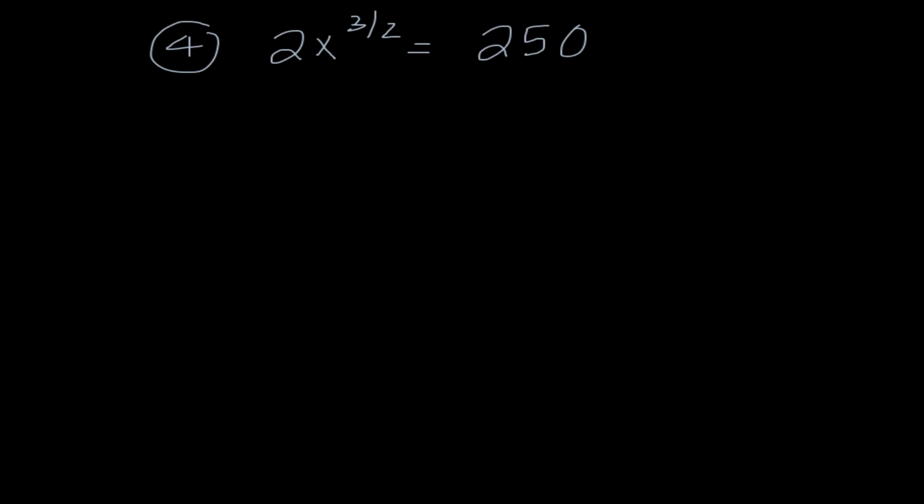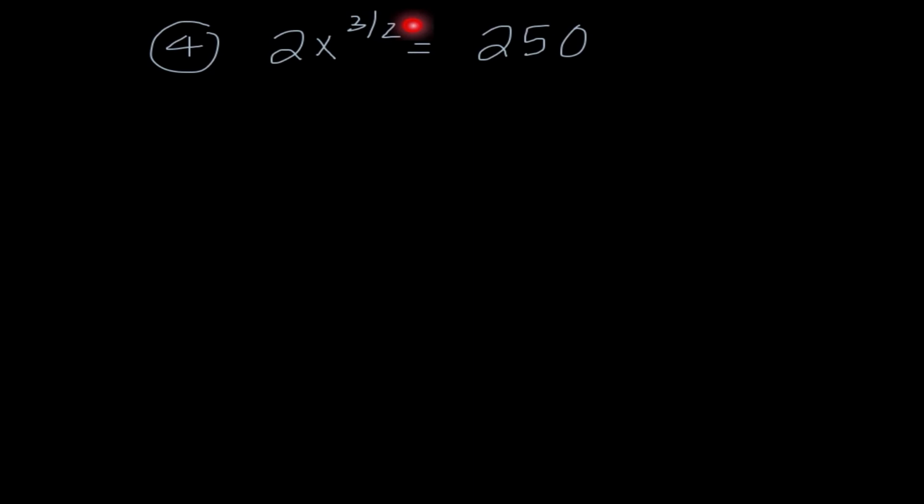Okay, let's do one that's a little bit tougher. 2 times x to the 3/2 power equals 250. The thing that looks strange here is that I don't have a radical, but we know that x to the 3/2 power is like a radical. So that is what I want to isolate to begin with.